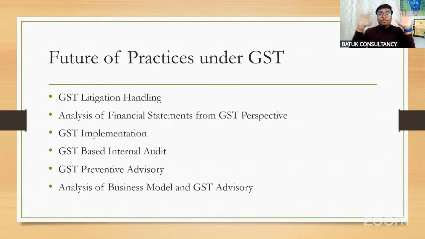GSTR 2B, 3B completely reconciled. Books of accounts completely reconciled. Everything is fine. So no question of litigation. Am I right? Sir, comment in the chat box. In this situation, everything is reconciled, so no question of any litigation.